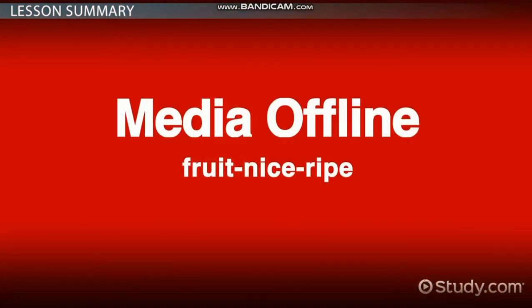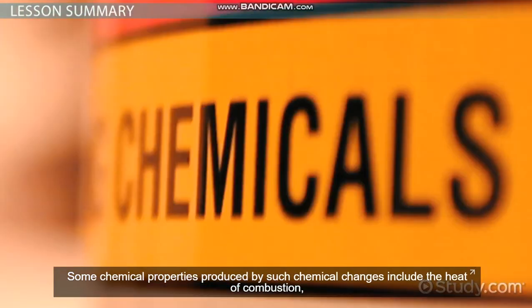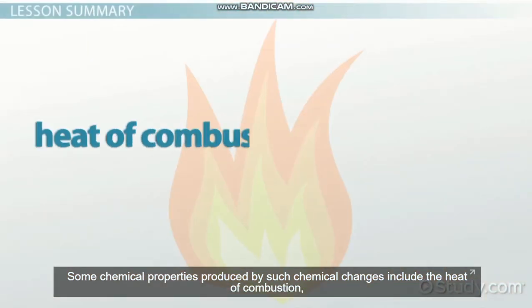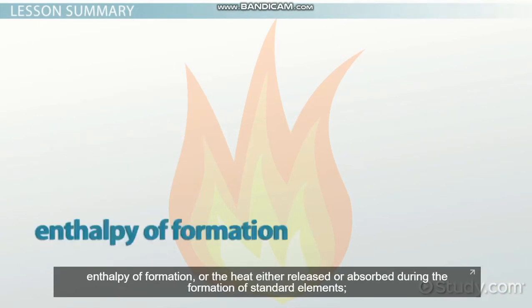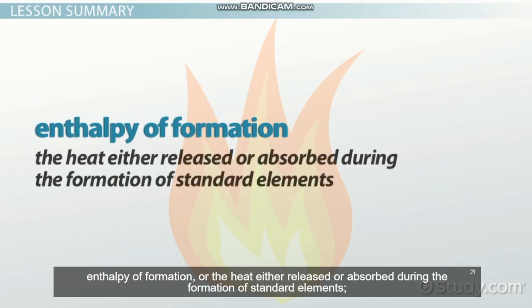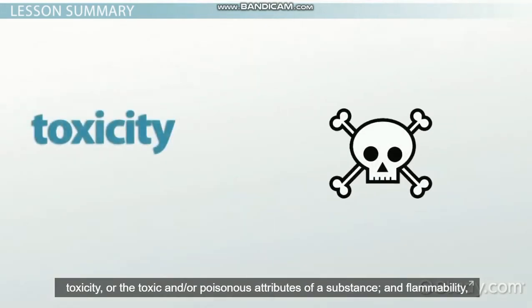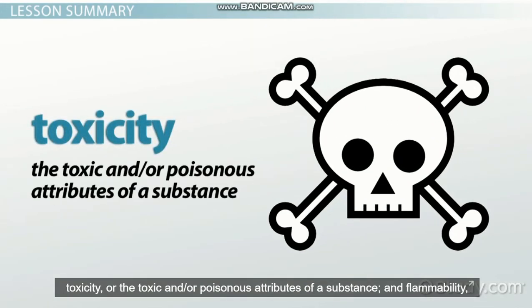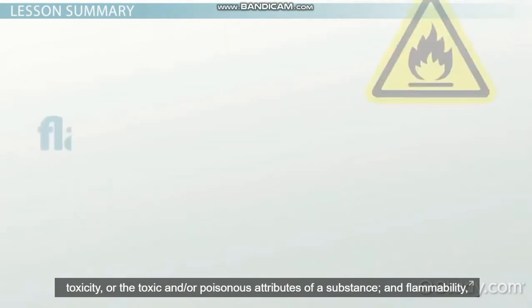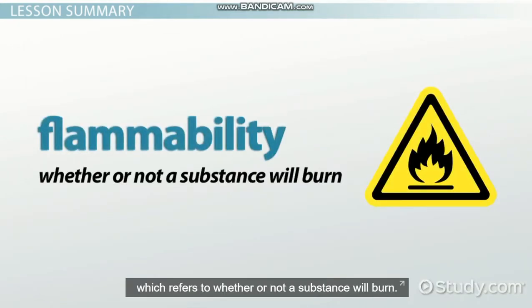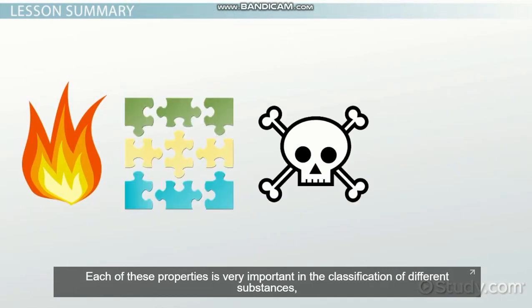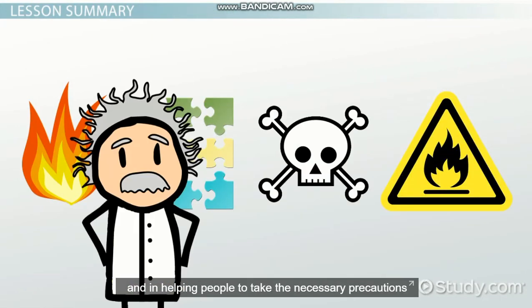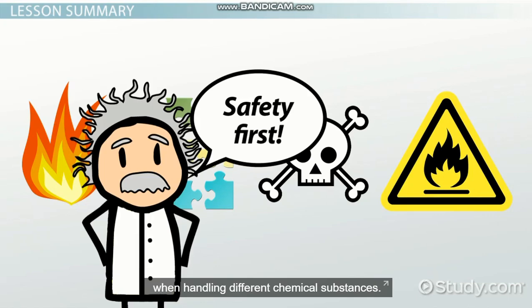Some chemical properties produced by such chemical changes include the heat of combustion, or the heat released through a combustion reaction, enthalpy of formation, or the heat either released or absorbed during the formation of standard elements, toxicity, or the toxic and/or poisonous attributes of a substance, and flammability, which refers to whether or not a substance will burn. Each of these properties is very important in the classification of different substances, and in helping people to take the necessary precautions when handling different chemical substances.